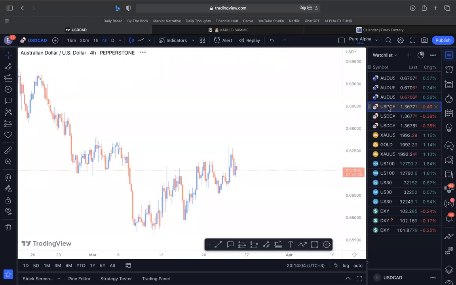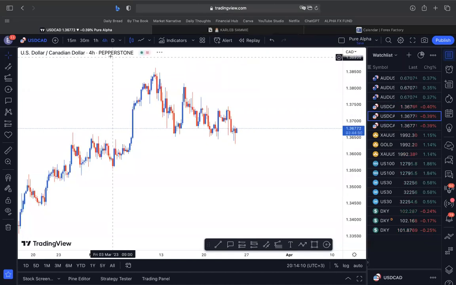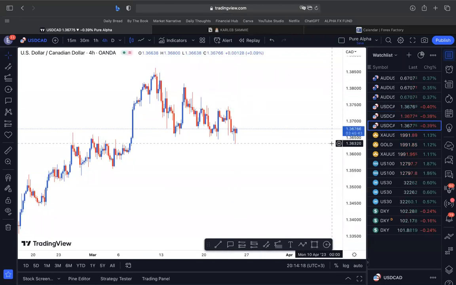If I come to USD CAD, if I'm using FXCM, I have 3 hours 45 minutes remaining. If I come to Paperstone, I have 3 hours 44 minutes remaining. And over here, I have 3 hours and 45 minutes remaining. So a little bit of disparity. Over here there's 45, and over here we have 44. Not a really big difference, it's just a 1 minute difference. Now look at this, it gets deeper.